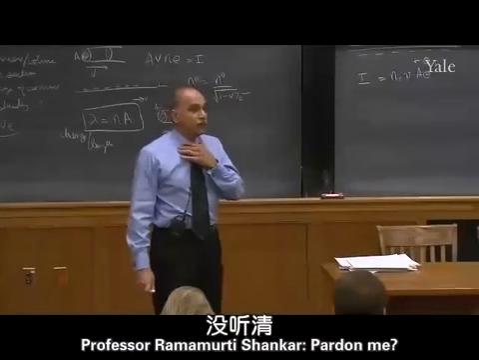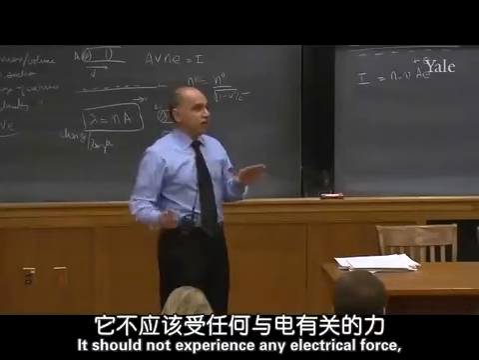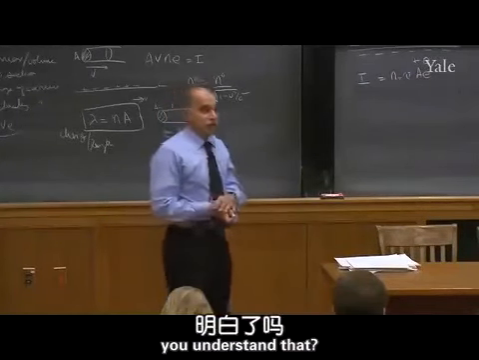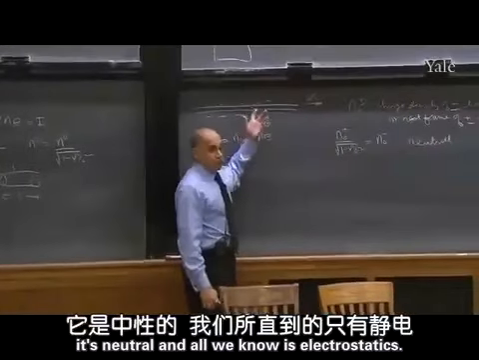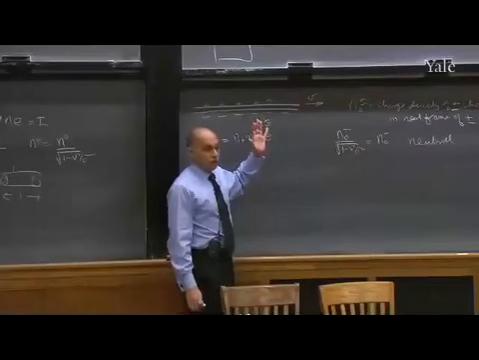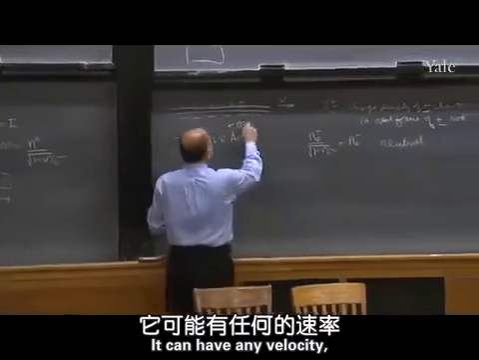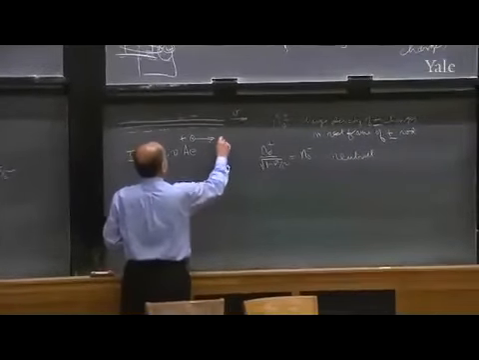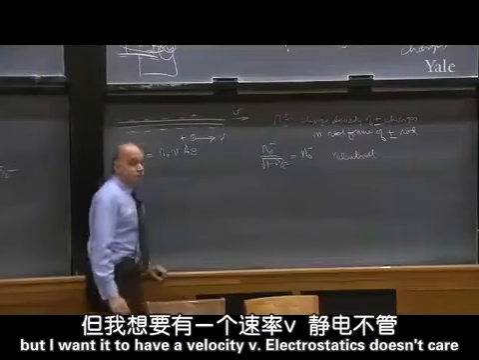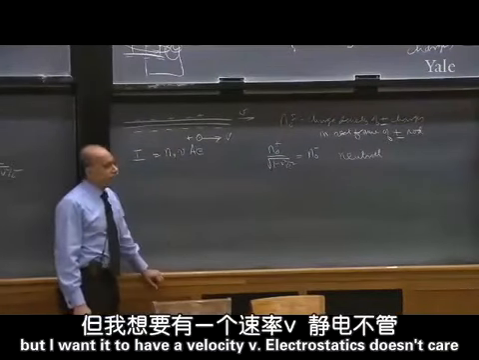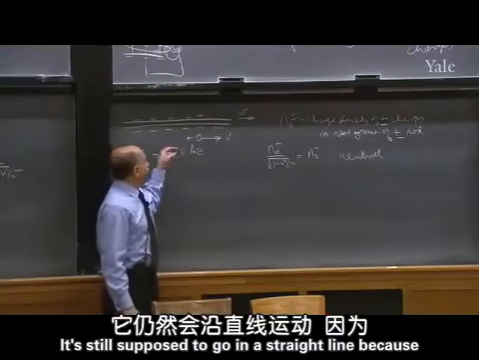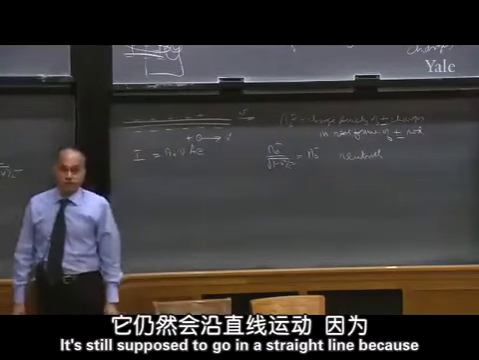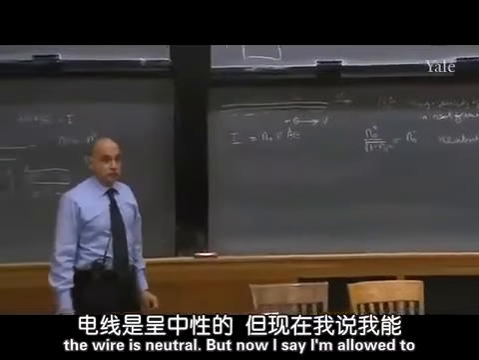Pardon me? It should not experience any electrical force. You understand that? Our prediction is that it will just stay there because it's neutral, and all we know is electrostatics. So it can have any velocity, but I want it to have a velocity v. Now, electrostatics doesn't care what the velocity of the charge is. It is still supposed to go in a straight line because the wire is neutral.